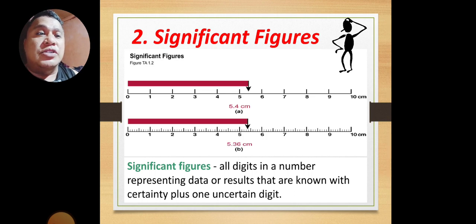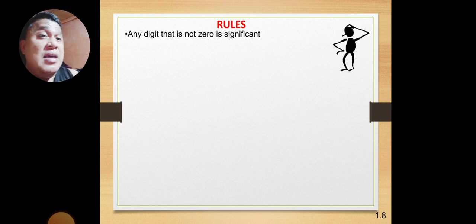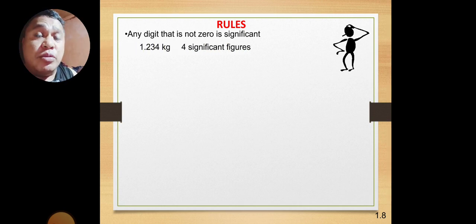Significant figures are all digits in a number representing data or results that are known with certainty plus one uncertain digit. There are rules in determining significant figures. Rule number one: any digit that is not zero is significant. Take note that 1, 2, 3, 4, 5, 6, 7, 8, 9, all those numbers are significant except zero. That is rule number one. And 1.234 kilogram has four significant figures.